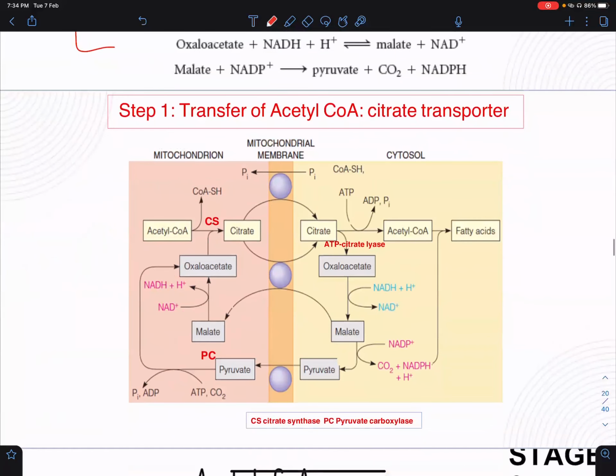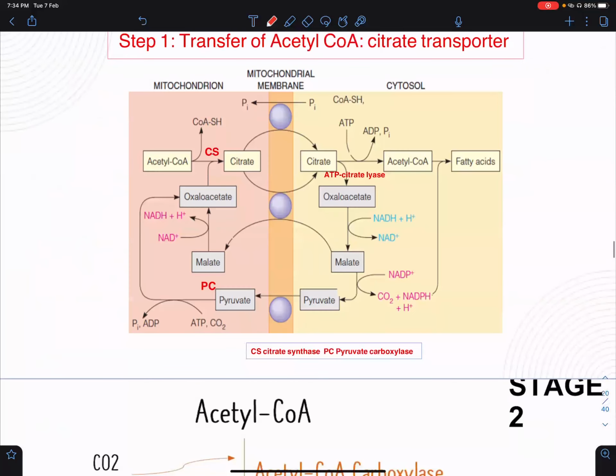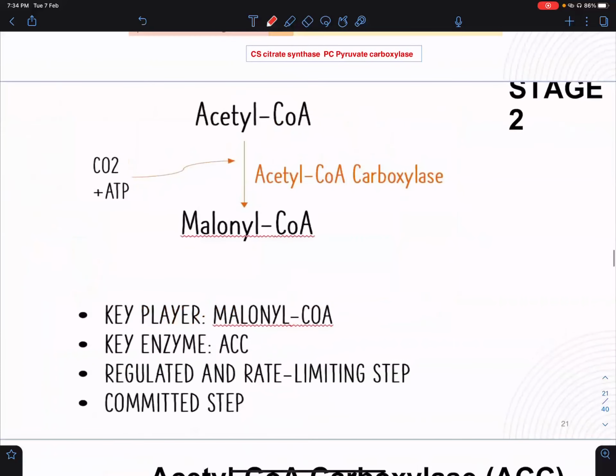Now, again, this is just a repetition, but I'm just adding the doctor slides for sake of completion. Okay, now stage number 2. Now that we have the acetyl-CoA in the cytosol, what's the next step? The next step is converting it into malonyl-CoA.